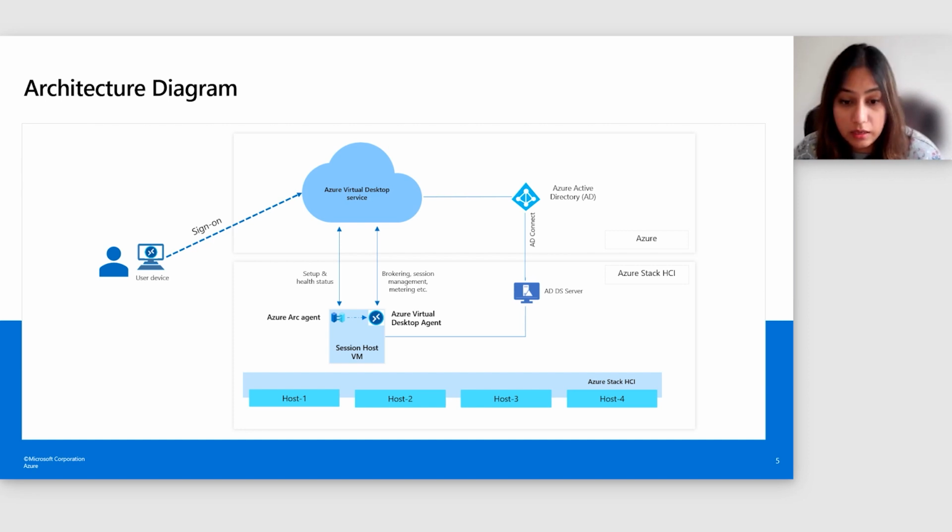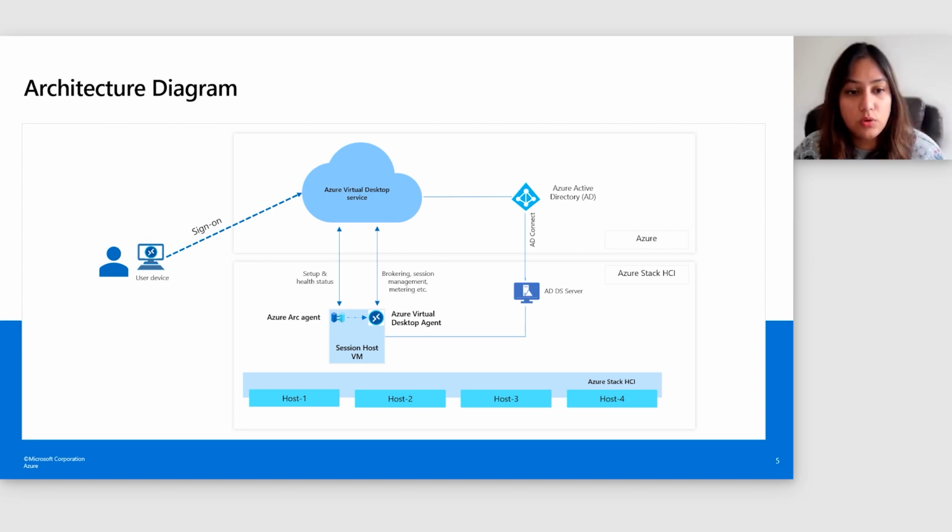Running in the cluster is your virtual machine. What I want to call out is that there are two agents running on this virtual machine, Azure Arc Agent and Azure Virtual Desktop Agent, and both of these need to talk to Azure Virtual Desktop Service. This machine is joined to an on-premises AD, which is getting synced to an Azure Active Directory using AD Connect.